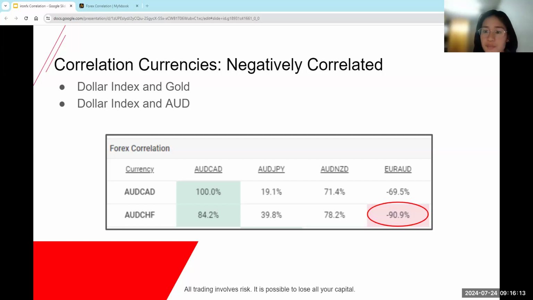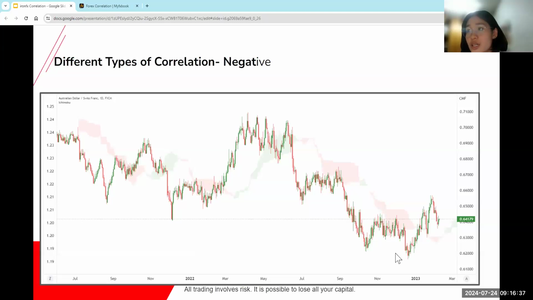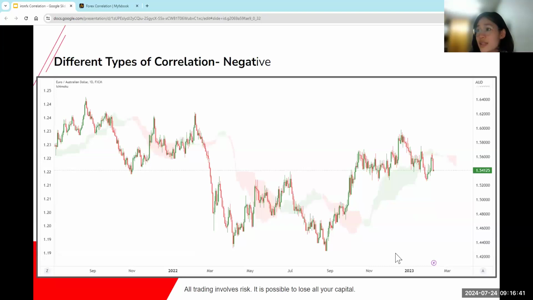Okay, but another one is our dollar index, so your DXY and the Aussie dollar. So in this case, we are going to look at our example, which is Euro Aus and Aus franc with a minus 90.9% negative correlation. Okay, so this is our Aus dollar, Swiss franc, and this is our Euro dollar.